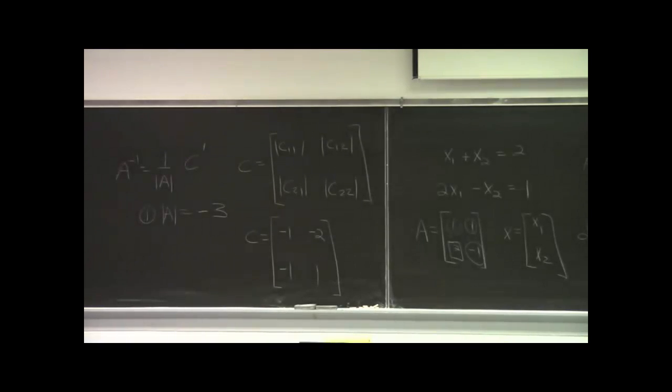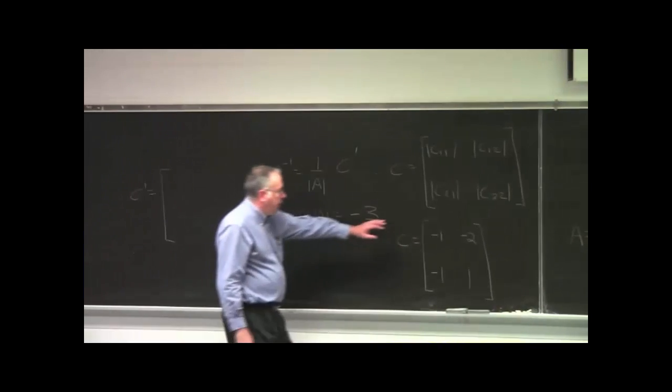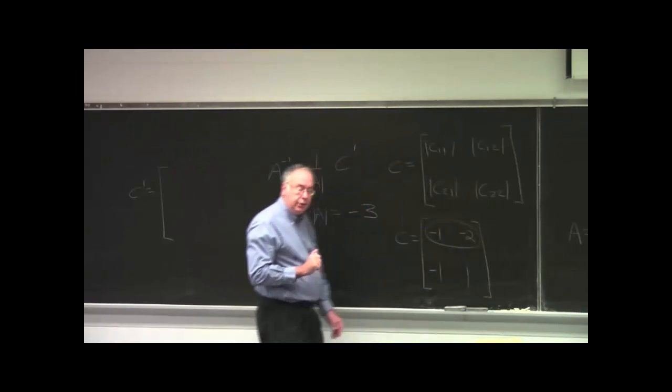It's easy to get C transpose now. C transpose is just this. We just transpose this. So we take this row right here and make it into a column.